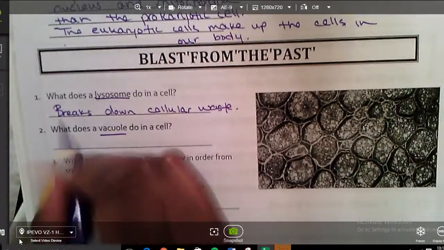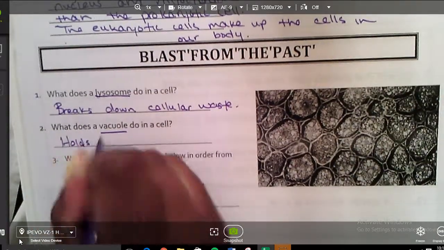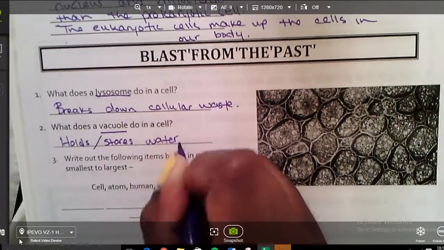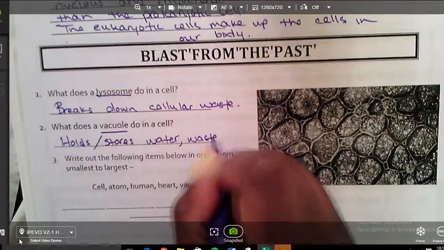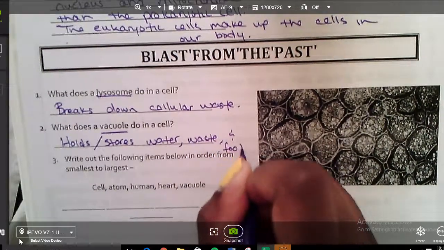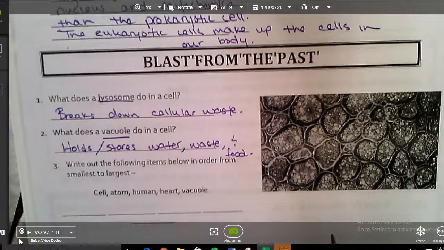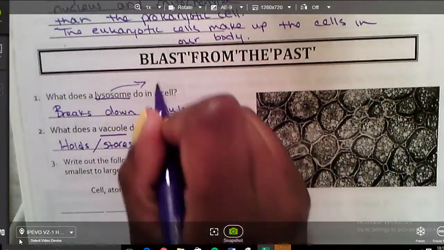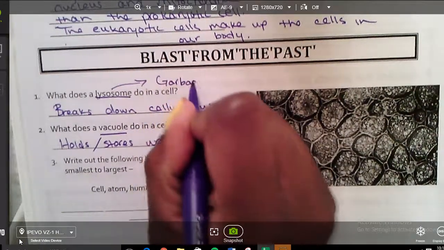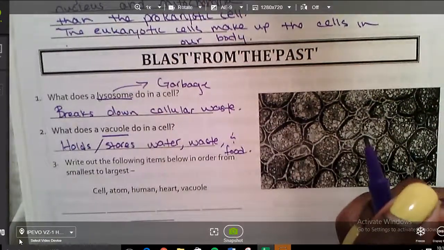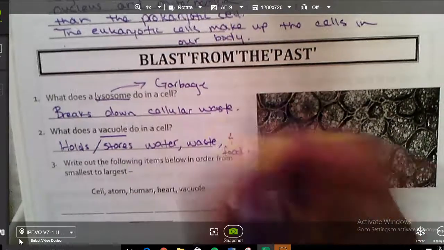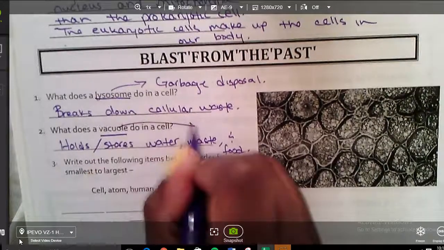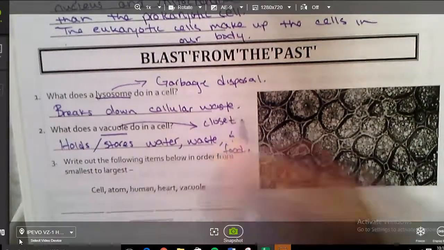What does a vacuole do in a cell? It holds, or you can say stores, water, waste, and food. So if we were to compare these two structures to things that we see every day, the lysosome would pretty much be like a garbage disposal. You know that switch you flip on in your kitchen and like grinds up all the food? Yeah, it's like that. And the vacuole would almost be like a closet or a cabinet.